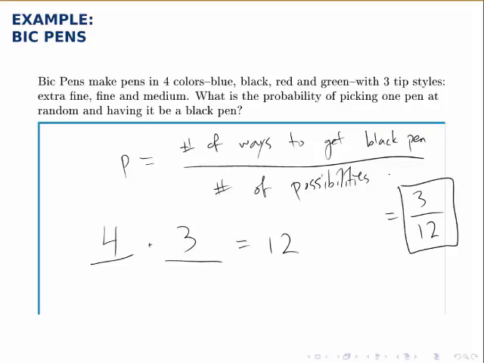Now, of course, we could also say it's 1/4 because there are 4 colors, and each one of these colors is equally likely. But the reason we did it the way that we did was just to illustrate a simple example of how the fundamental counting principle can be used to count up the number of possibilities in order to do a probability problem.